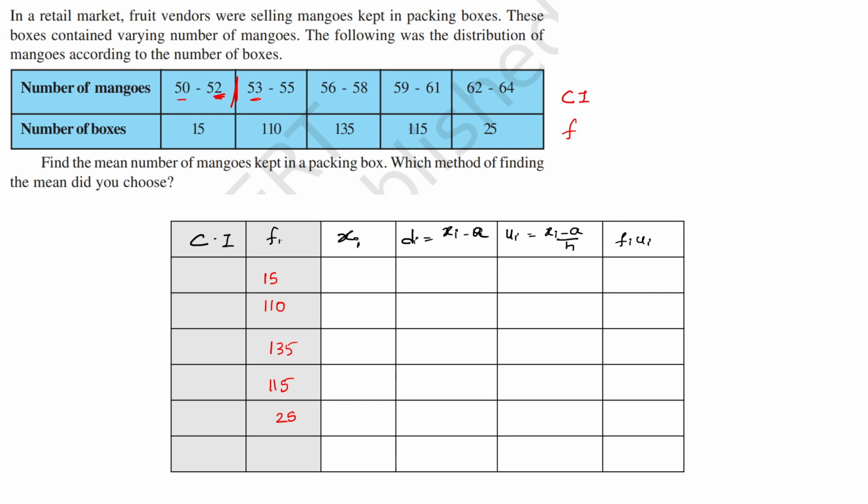52 is not repeated here. 50 to 52 is one class interval. 53 is continuing here. So this type of class interval is known as discontinuous. In that case, you need to adjust it to the normal continuous values by dividing the gap uniformly.